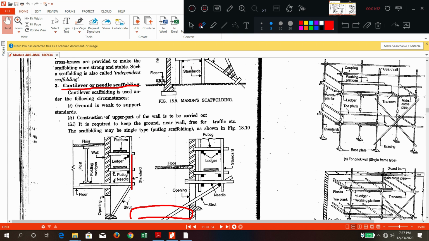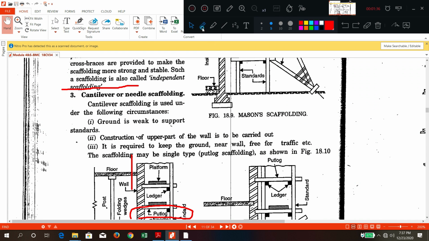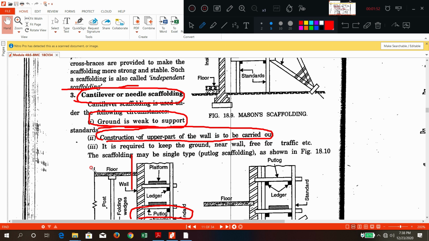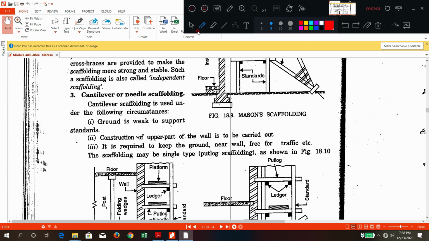Cantilever or needle scaffolding is generally used when the ground is weak to support the standards, when construction of the upper part of the wall is required, and when it is required to keep the ground near the wall free for traffic flow. So under these three conditions, cantilever scaffolding is used.